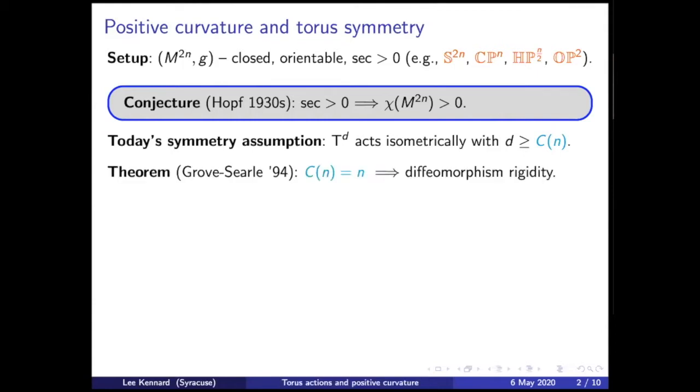The baseline result of this form, this was the first one of this form in general dimensions, is due to Grove and Searle. They showed that if this constant is half of the dimension, then first of all, they showed that the torus action can't have larger rank. So they call this a maximal symmetry rank theorem. And moreover, if you do have this much torus symmetry, they recovered the diffeomorphism type of the manifold. They show that it's one of these first two manifolds.